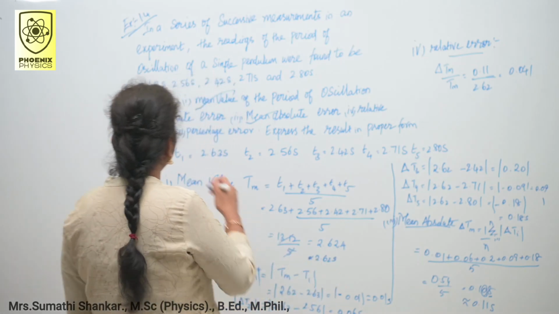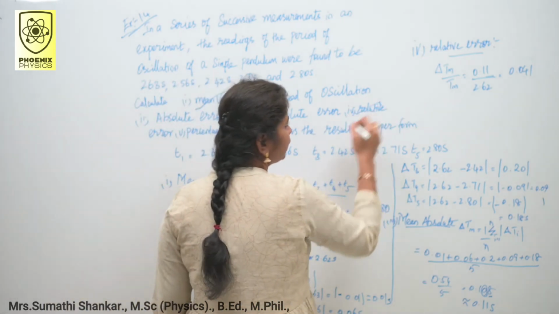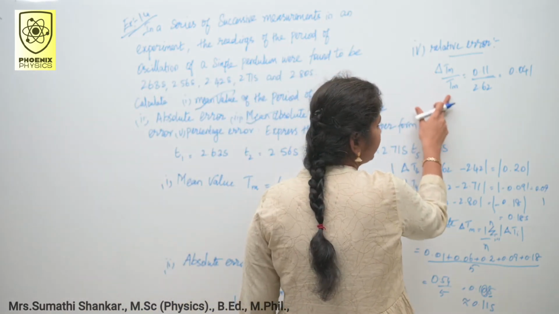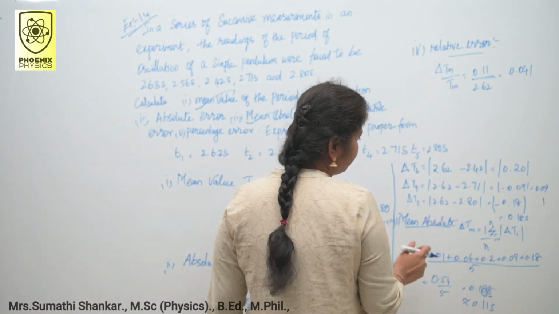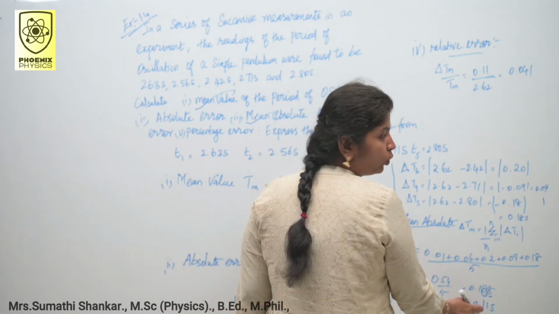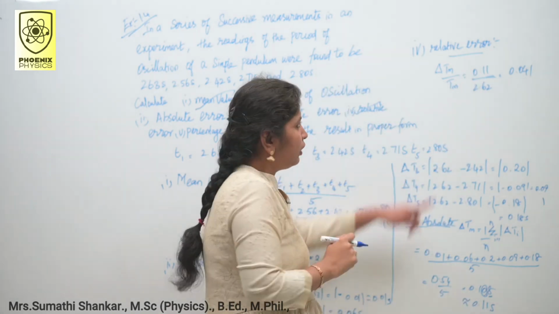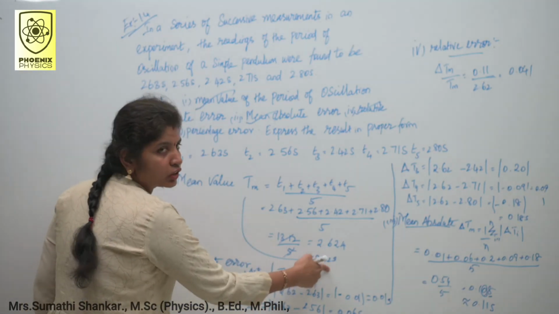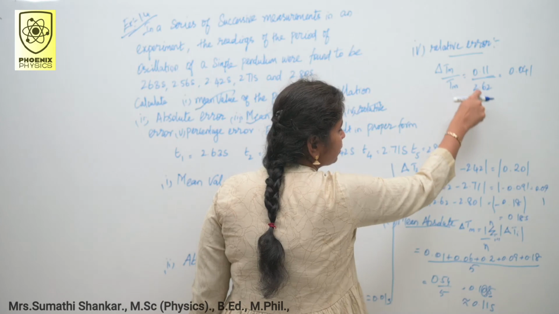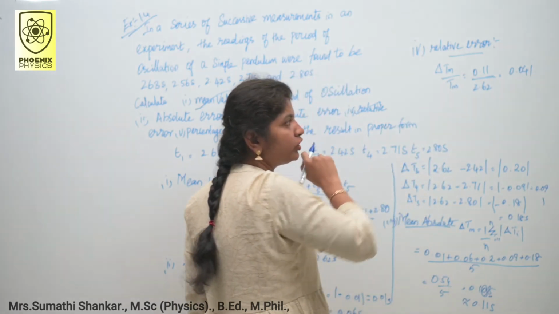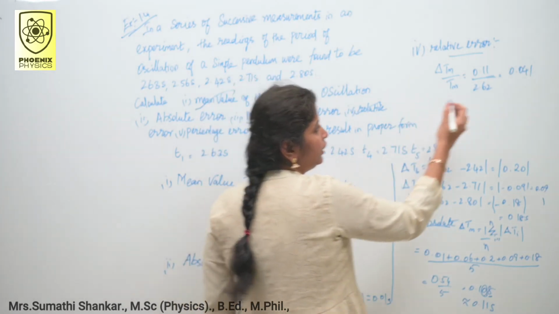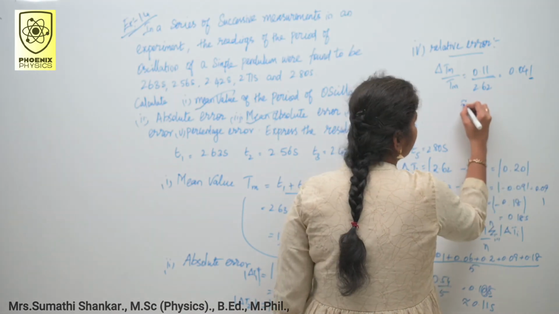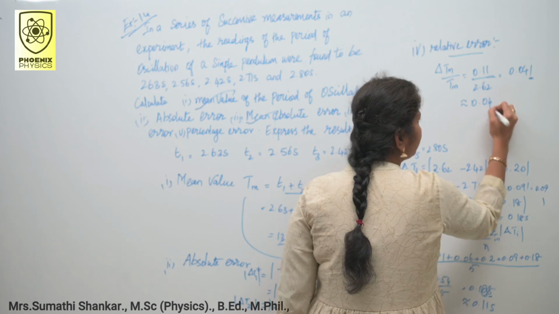Our fourth subdivision is relative error. How do you calculate relative error? Using the formula del Tm by Tm. Our del Tm value is 0.11 second, and our Tm value is 2.62 second. Substitute, you get the value as 0.041. Look at the third decimal. It is less than 5. So simply you can write it as 0.04.